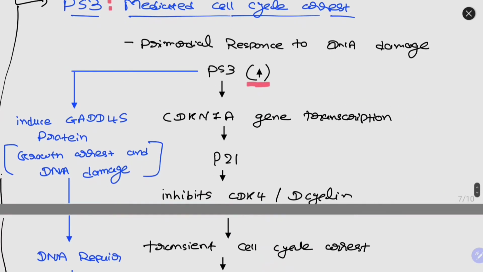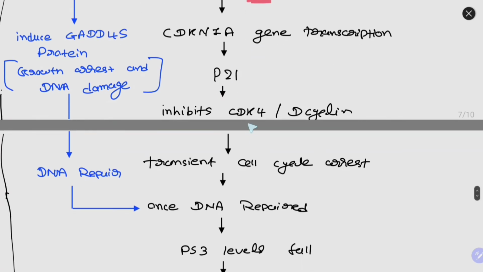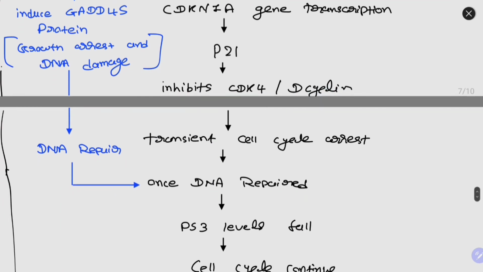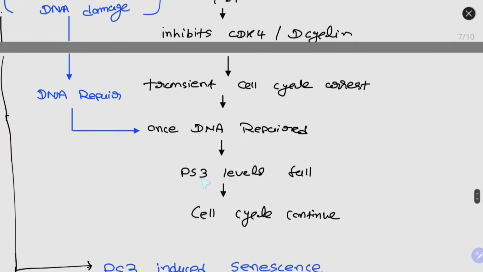As P53 is slightly increased, it causes CDKN1A gene transcription, and this CDKN1A gene will code for P21 protein. This P21 protein inhibits CDK4 and D-cyclin, due to which transient cell cycle arrest occurs. As there is cell cycle arrest, the cell will get some time and it will repair its DNA. As the DNA is repaired, the P53 level would fall and the cell cycle would continue.